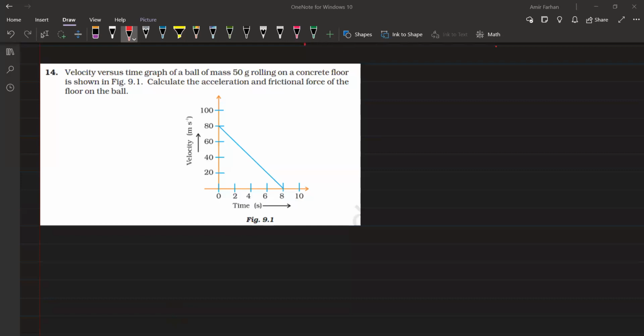So the answer from Nabila or Rumaisa? Acceleration is negative 10 meter per second square. Okay. What about the frictional force, Rumaisa? Positive 0.5. Why positive instead of negative? Please tell me the reason. Because when you calculate force, it's minus 0.5, and frictional force we change the sign, the direction. Okay, Rumaisa, any answer from you? I say minus 10 meter per second square and positive 0.5 Newton.